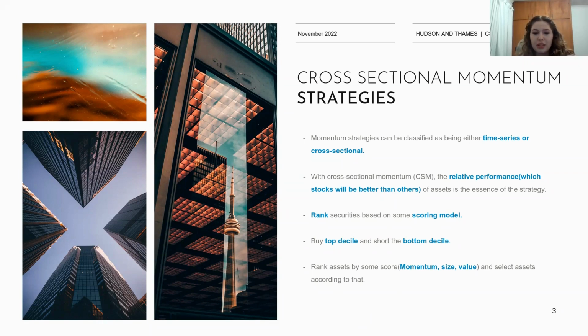We saw with the previous learning to rank paper that you can rank your securities based on a specific scoring model. Because we're dealing with momentum, you can buy the top decile according to that, and then also short the bottom decile according to those rankings. As an additional note, you don't necessarily have to rank your assets according to momentum only. You can also use size and value if you want to. But this paper will obviously focus on momentum. If you do find that interesting, you can always refer back to the very first paper. There's also a YouTube video on that one.